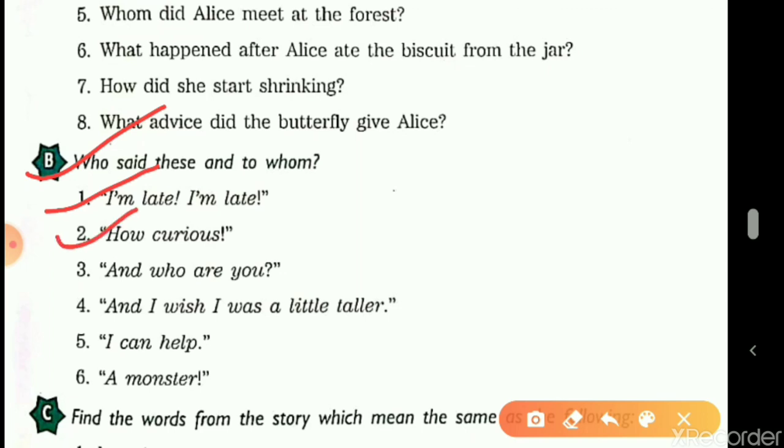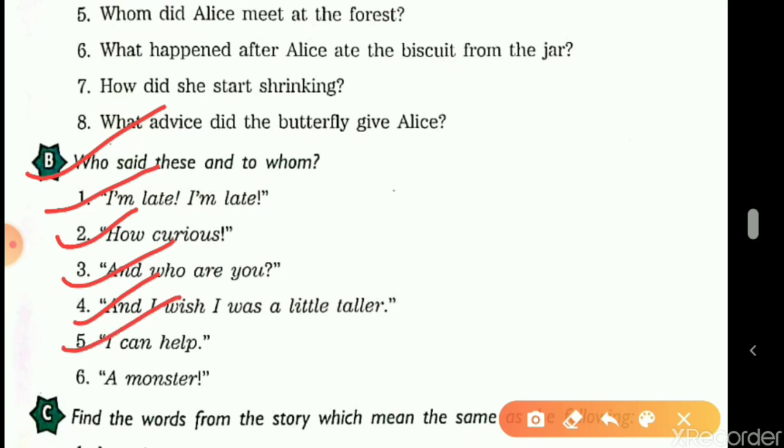Second, how curious. Alice said to herself. Third, and who are you? The caterpillar asked Alice. Fourth, and I wish I was a little taller. Alice said to the caterpillar.